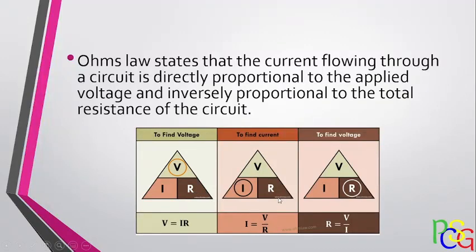So let's take a look right here at this formula in the middle. It says the current flowing through the circuit is directly proportional to the applied voltage. So I is directly proportional to V. That technically means I equals V on 1, right? Now, that's what directly proportional means. Inversely proportional means that I is equal to 1 on R.